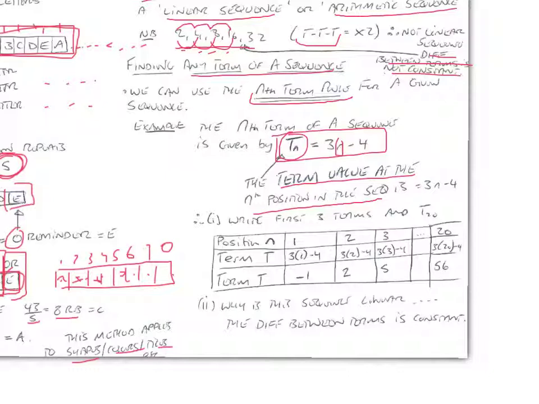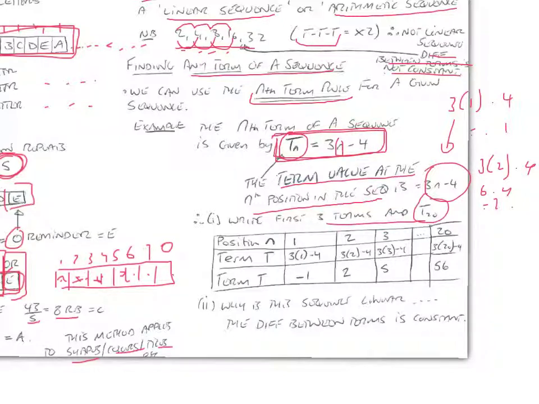And that's equal to 3n minus 4. So the term value at the first position, n is 1, will be 3 by 1 minus 4, which is equal to minus 1. The term value at the second position, n is equal to 2, will be 3 by 2 minus 4. 6 minus 4 is equal to 2. We might be asked to write the first three terms and also find the value of the term at position 20, when n is 20.